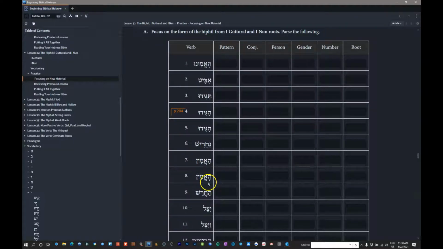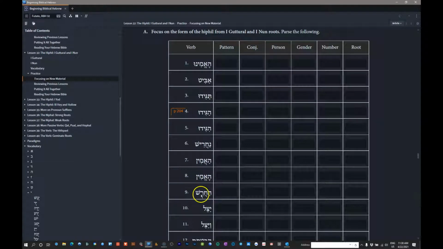Number 8, very similar. We've got the hireq yod infix, but we've got the segol, hey segol prefix. So remember, the ee prefix is going to be perfect. Patach prefix is going to be imperfect family. All right, so here we've got a hiphil perfect, and it is going to be 3ms because there's no suffix.